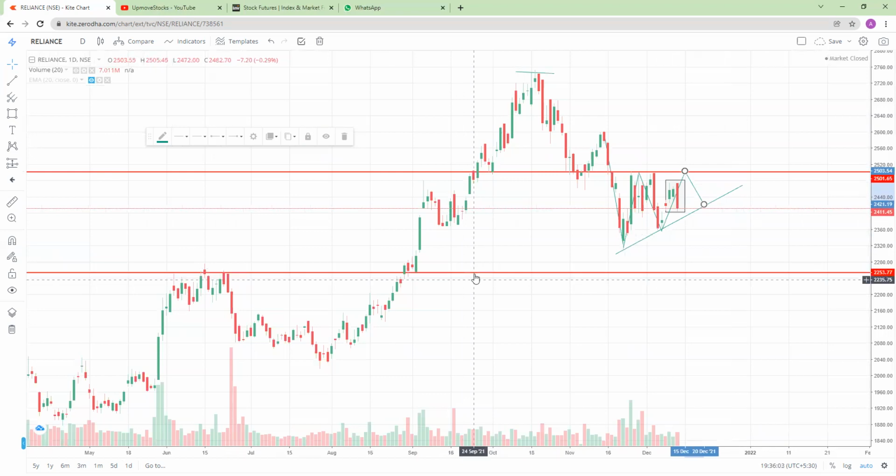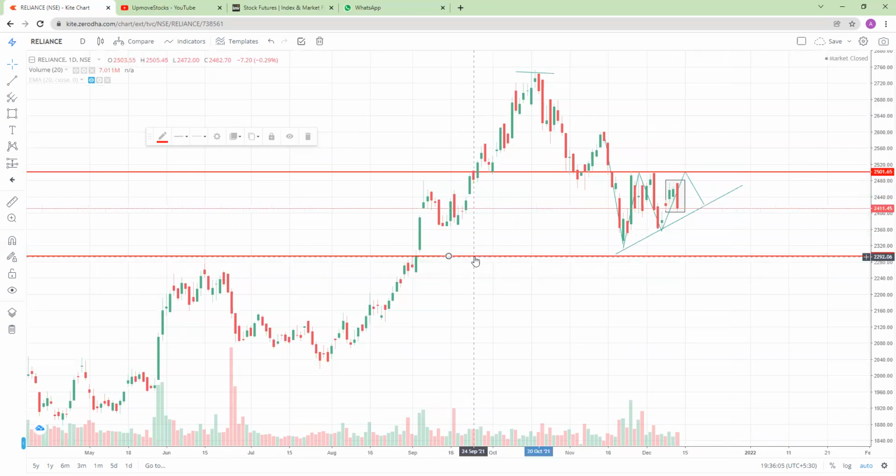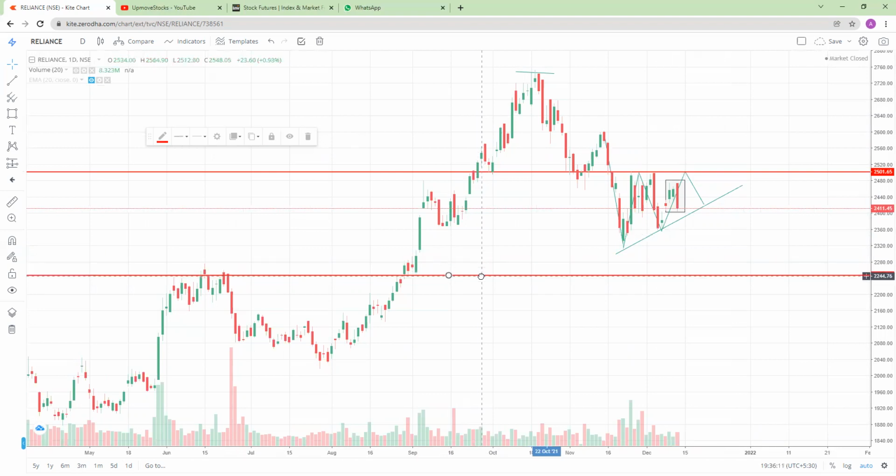I'm drawing the lines. So you will find some support at maybe 2292, not a very good support. And then some will be at, you can say, 2243. These are supports. This is how we derive supports. I'm just giving a rough idea.